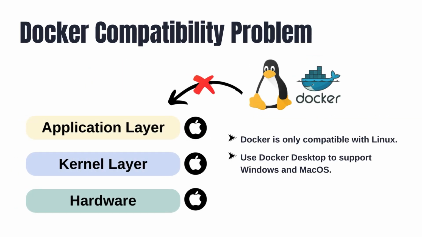Because Docker is only compatible with Linux distributions, it creates a compatibility problem. So let's say we have a Mac user. That means in his machine, he has an application layer of Mac OS, the kernel layer of Mac OS, and the hardware of a Mac machine. When he downloads a Linux-based image from Docker, because Docker only virtualizes the application layer, the image cannot use the kernel layer. So he cannot create a container from the image.